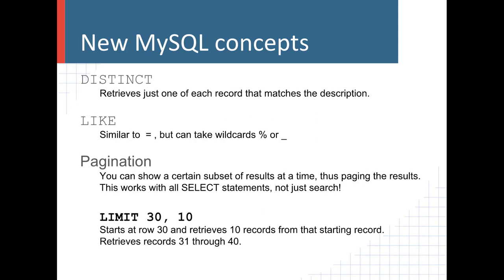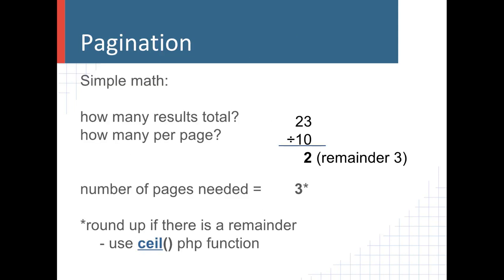Pagination allows us to break up the rows of data into smaller bite-sized chunks. So for example, if we have 50 rows of data, we can show a small set of that result at a time. How does this work? We take the number of results, we divide it by how many results we want to show at a time, and then find out how many pages we need.